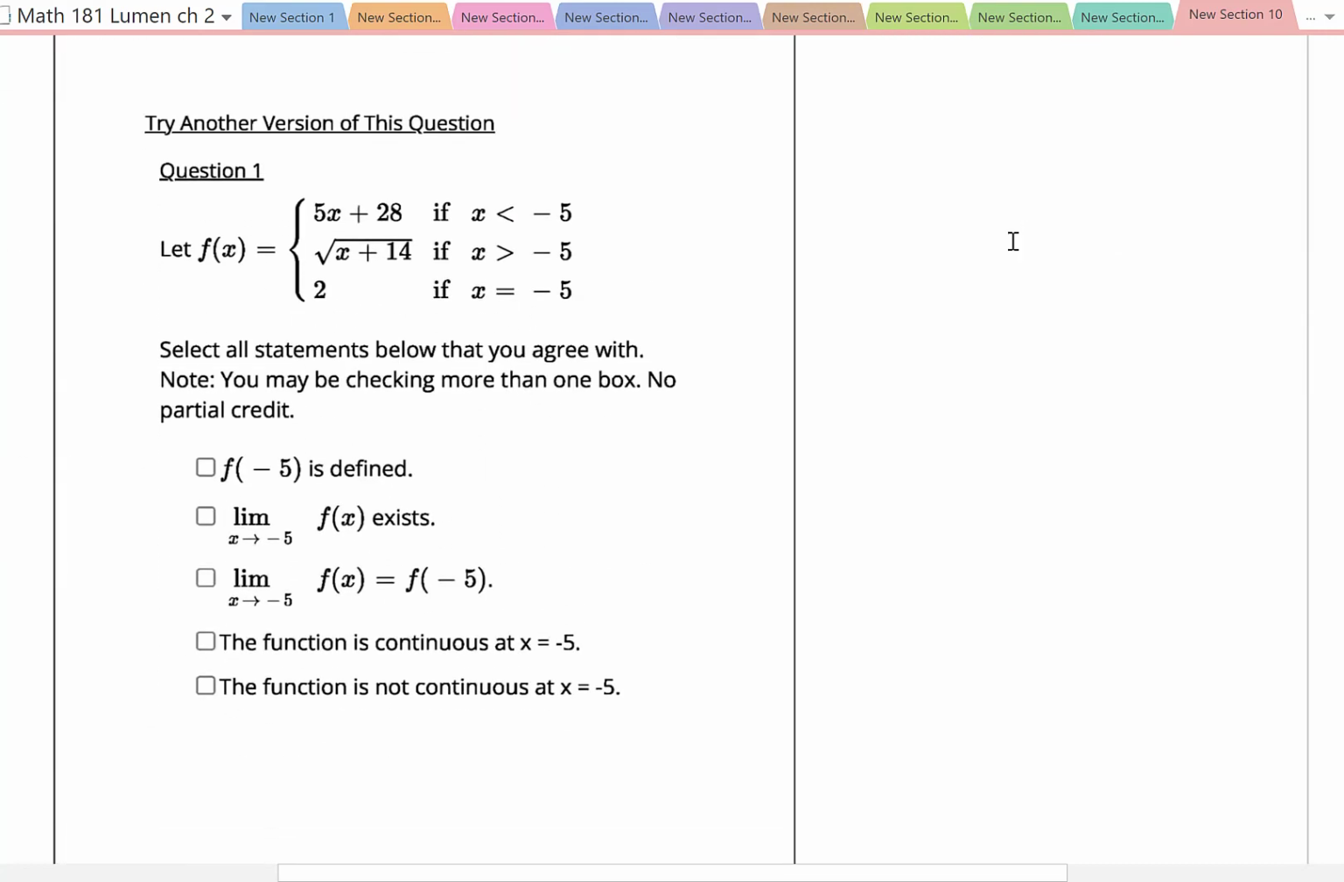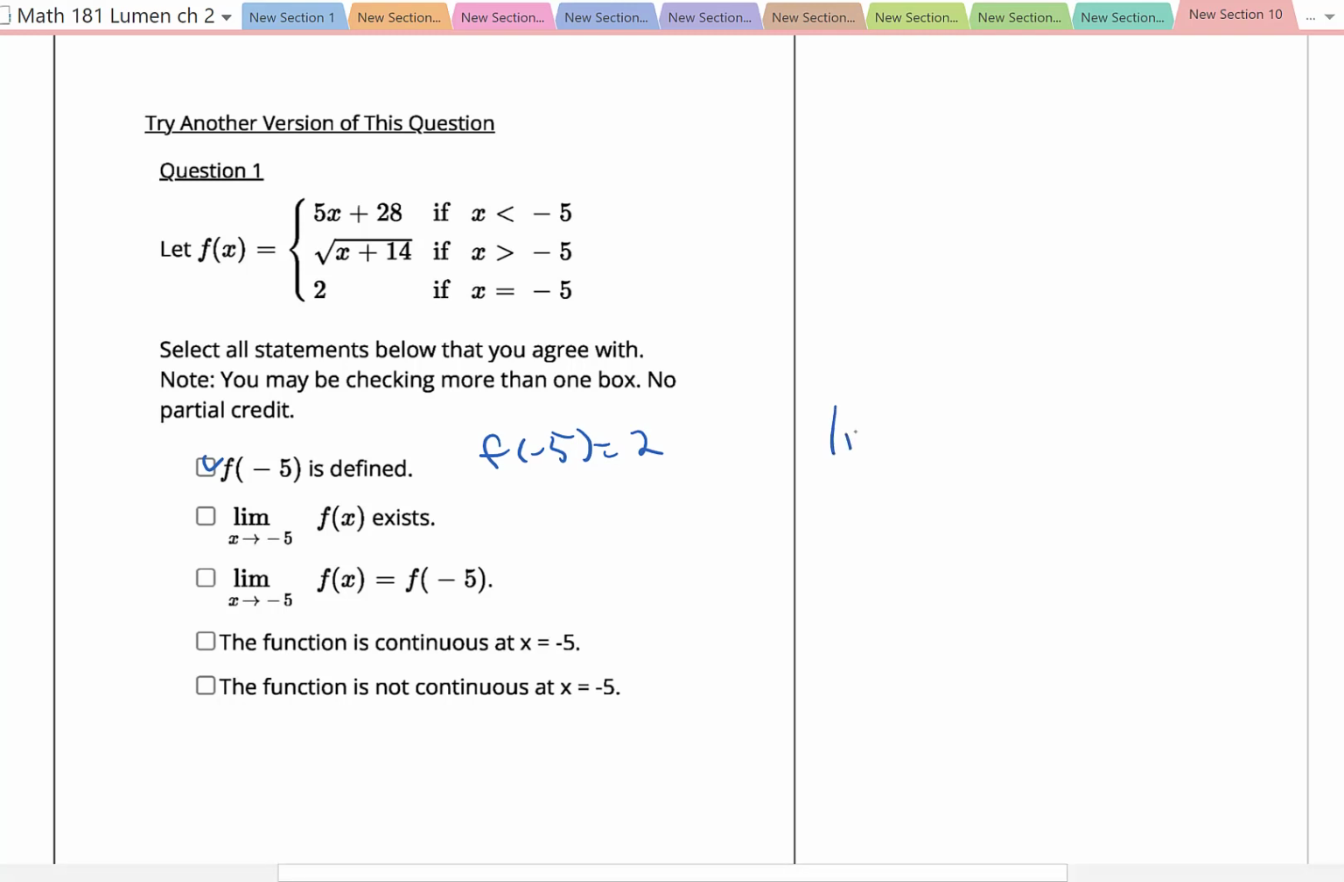Okay, let's try another one here. The question is, we're going to go through these steps here. What is f of negative 5 defined? F of negative 5 is defined here. It's going to be 2. So check that off. Does the limit exist for this?